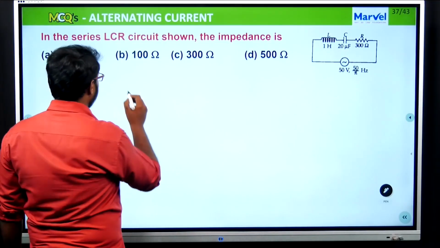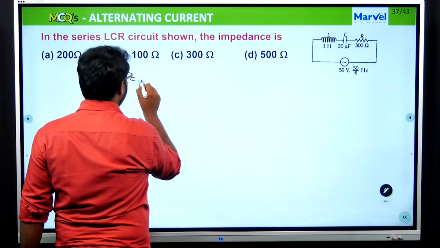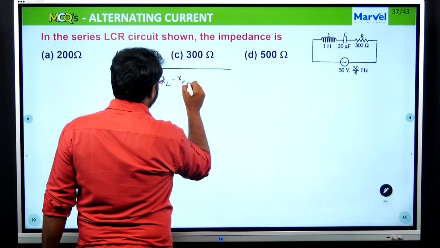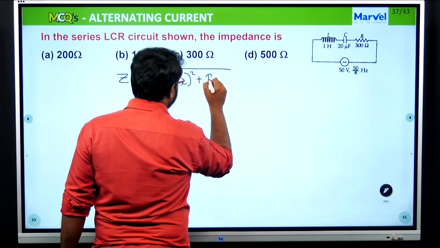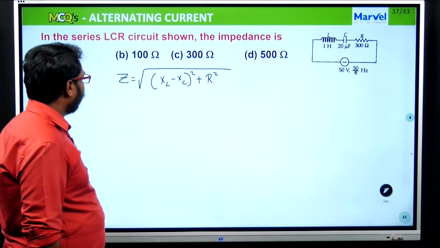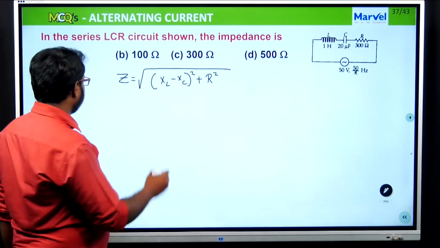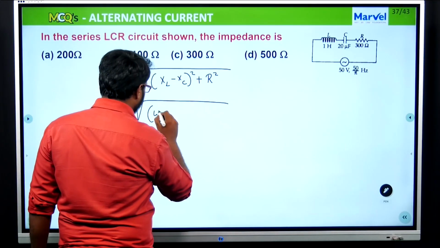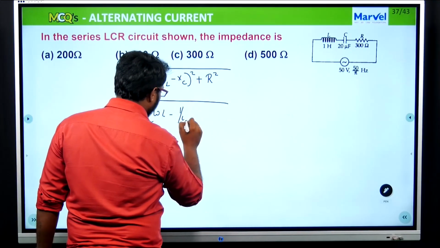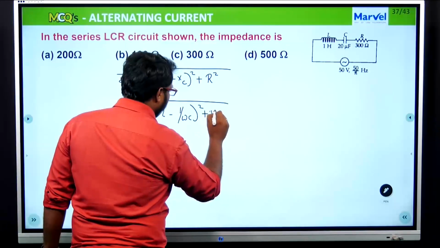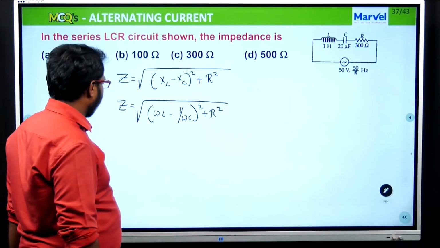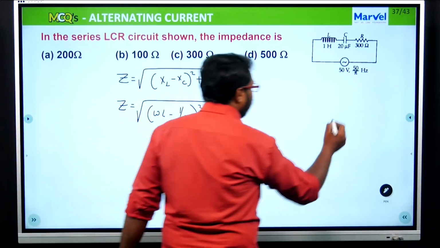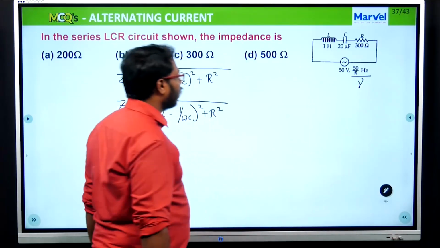Look what I am going to do, where the impedance Z is equal to root of (XL minus XC) the whole square plus R squared. This is the formula. So now I will slowly reduce it down, where Z is equal to root of (omega L minus 1 by omega C) the whole square plus R squared. What is omega, by the way? Omega is not directly given, but the frequency mu value is given to us.